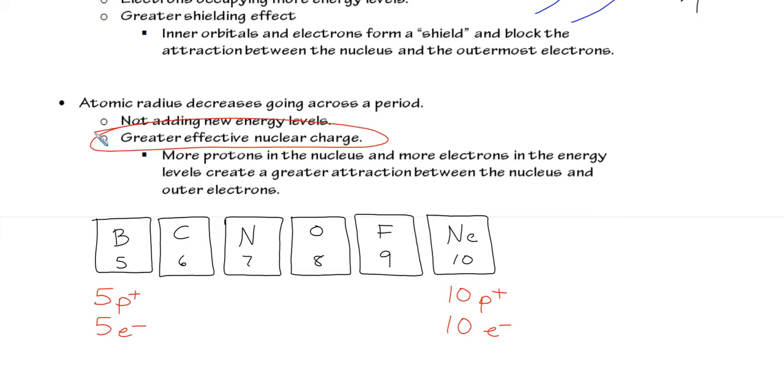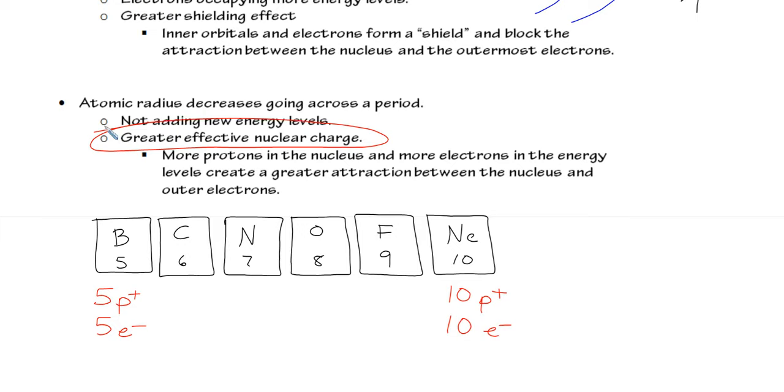Nuclear charge. Okay, so nuclear charge just refers to the charge of the nucleus. So for example, we could say that boron's nucleus has a charge of plus 5. It has 5 protons. Neon's nucleus has a charge of plus 10. There are 10 protons.